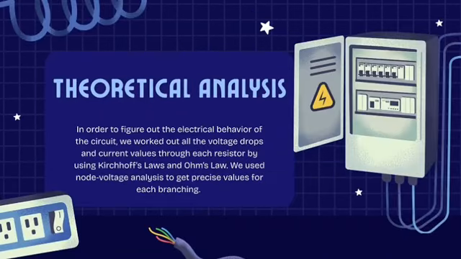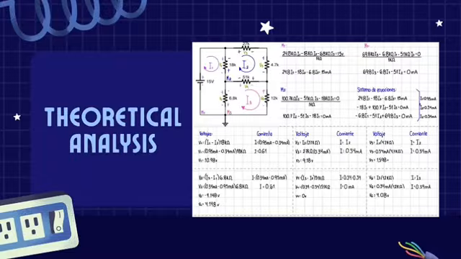To start, we're going to do a theoretical analysis in order to figure out the electrical behavior of all the components inside the circuit, all the voltage drops and current values, using Kirchhoff's laws and Ohm's law. To perform the theoretical analysis, the mesh method was used, so 3 meshes were first identified, assigning the current to each mesh in a clockwise direction.